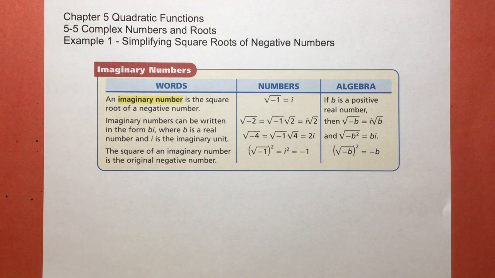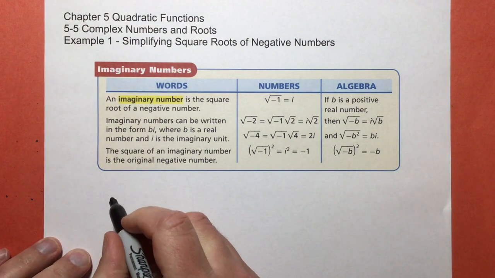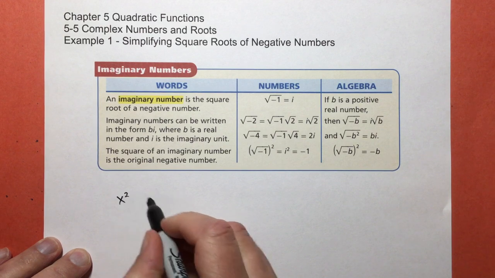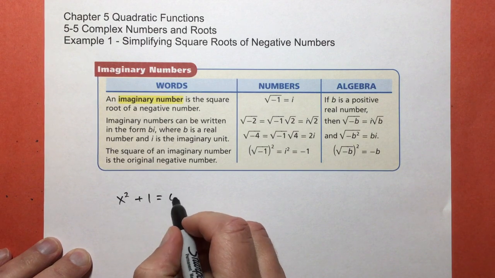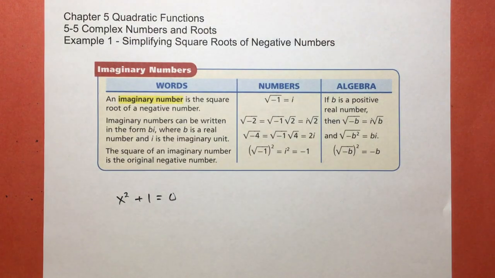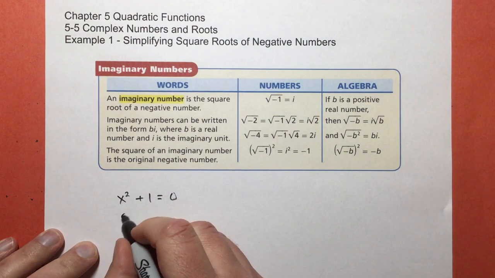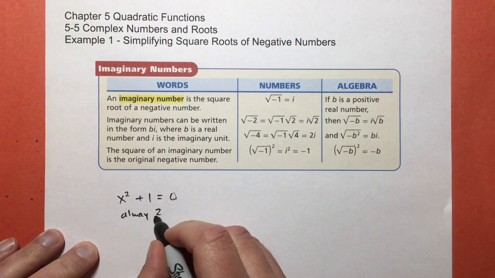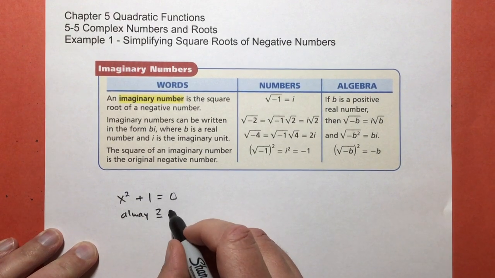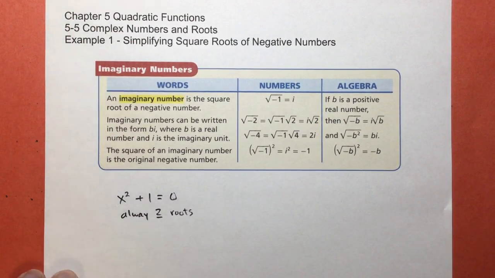But now we're running into a problem. What if I have this type of situation? What if I have an equation that looks like this? X squared plus 1 equals 0. That's a quadratic equation. It has x to the second power. And one of the things that you've heard me say over and over again is that there are always two solutions to this equation, or roots of the equation. We also talked about the fact that there's always two zeros if I graph it.